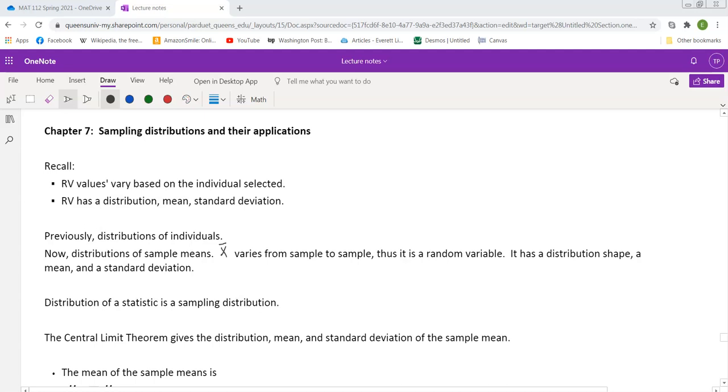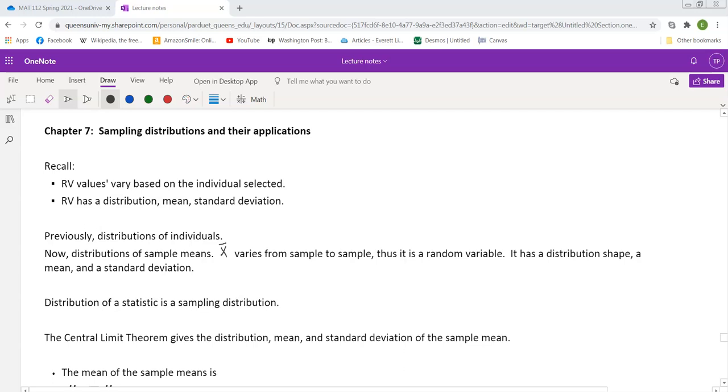Hi everybody. Welcome to the lesson on sampling distributions and their applications. This is a couple of sections from Chapter 7 lumped together into one. We're hitting the highlights of Chapter 7 here. I don't want to spend too much time in Chapter 7 because I want to hurry up and get to the inferential statistics part of the course.